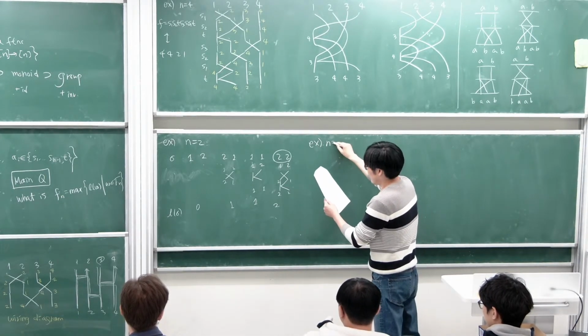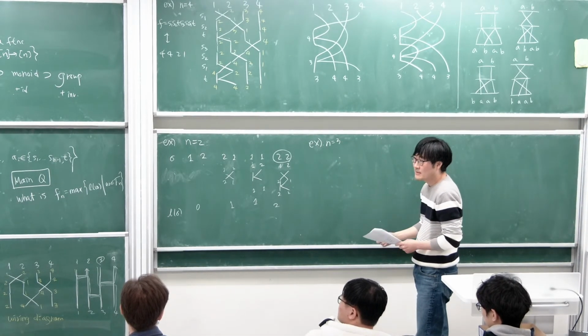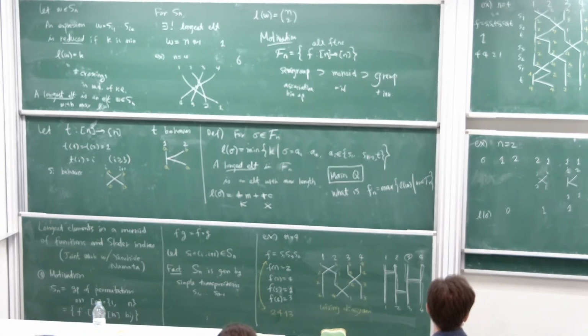N equals 3, then there are 3 times 3, 9. There are too many.